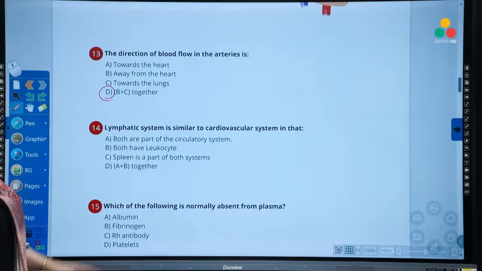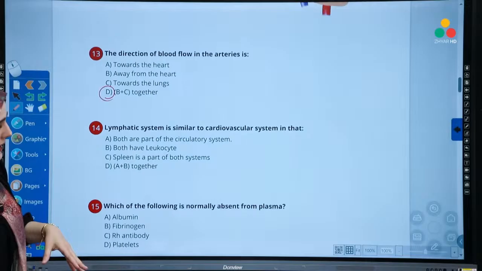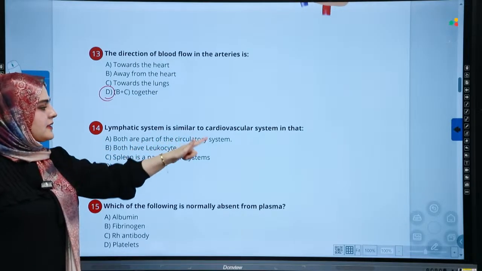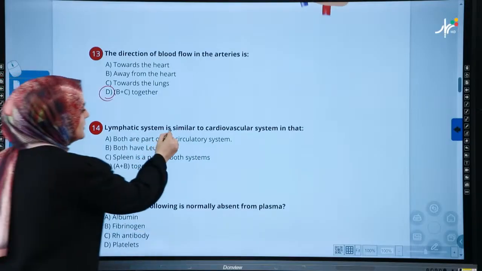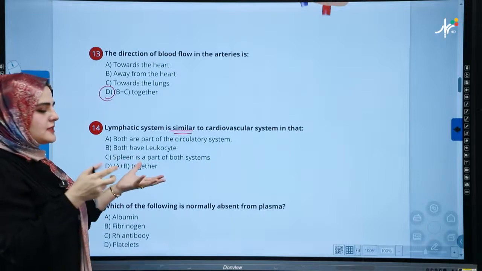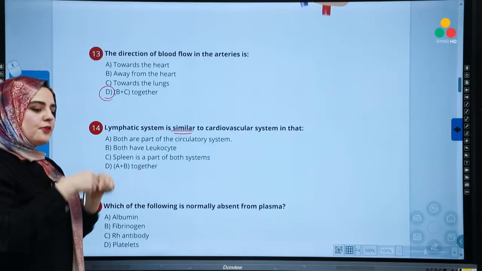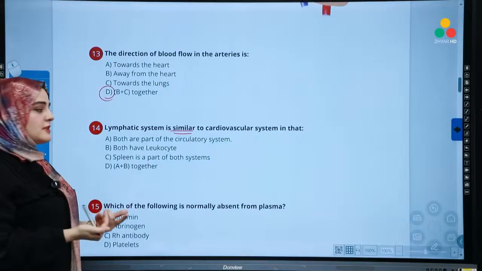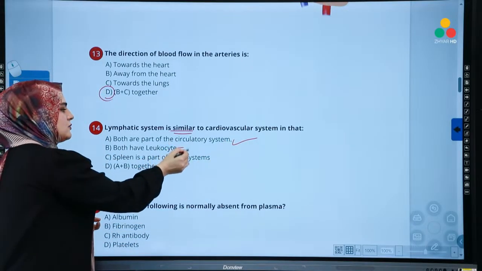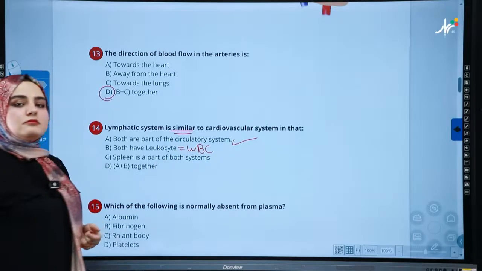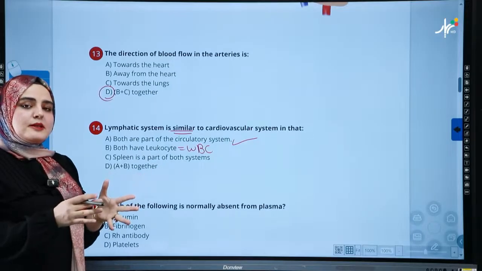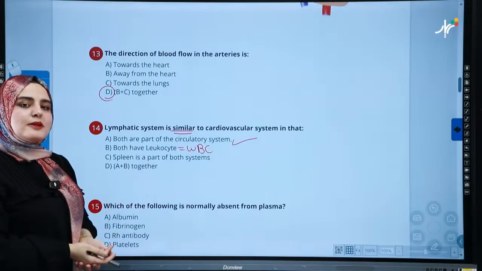It says the lymphatic system is similar to the cardiovascular system in what way? Let's see. Both are part of the circulatory system. We're looking for what? Similarity. Are they both a part of the circulatory system? Yes. Cardiovascular and lymphatic system are both circulating liquids in vessels, so that's correct. Both have leukocytes. Leukocytes equal white blood cells. We already said that. And yes, the lymph has white blood cells, and blood has the white blood cells too.